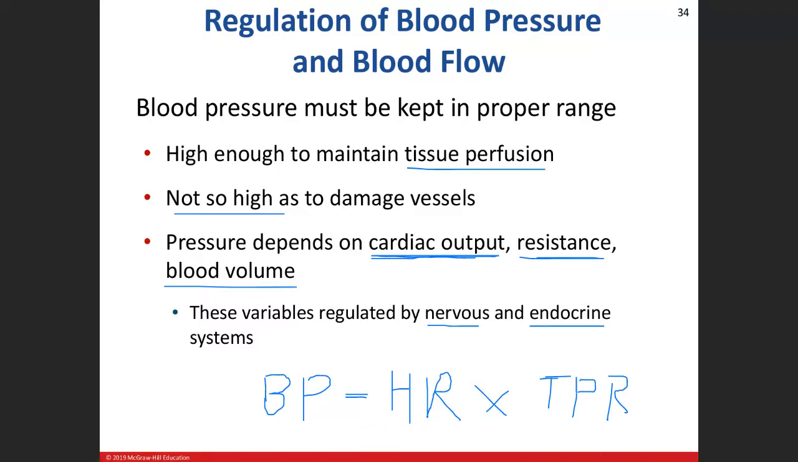Okay? So we're going to talk about now how the nervous system and the endocrine system are going to affect your blood pressure. Okay? And the nice thing about it is, think of the nervous system, that's going to be the quick fix. That'll be the immediate response. Like if you go to stand up out of your chair, okay, you're going to change blood flow.